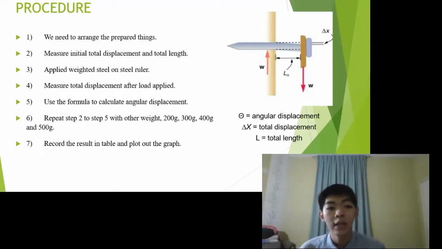Procedure. 1. We need to arrange the prepared things. 2. Measure initial total displacement and total length. 3. Apply weighted steel on the steel ruler. 4. Measure total displacement after the load is applied. 5. Use the formula to calculate angular displacement. 6. Repeat step 2 to step 5 with other weights such as 200 gram, 300 gram, 400 gram, and 500 gram. 7. Record the results in a table and plot the graph.